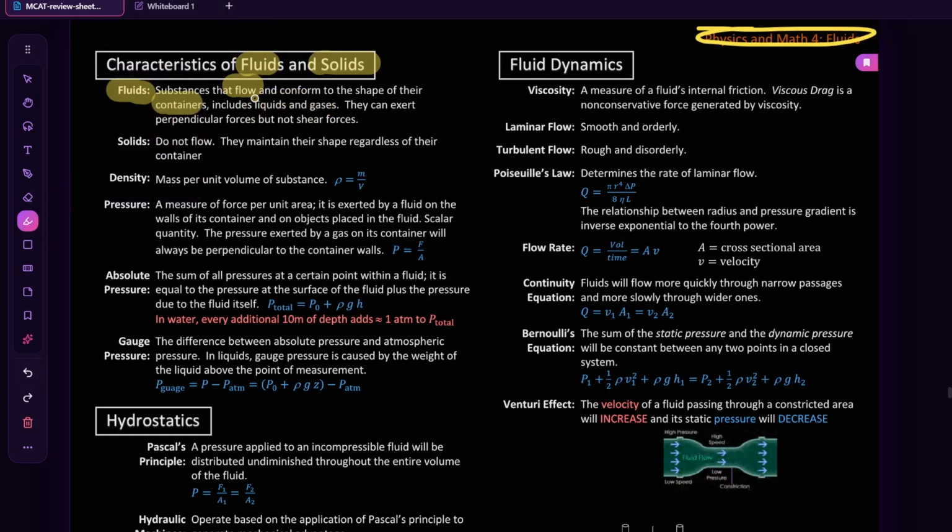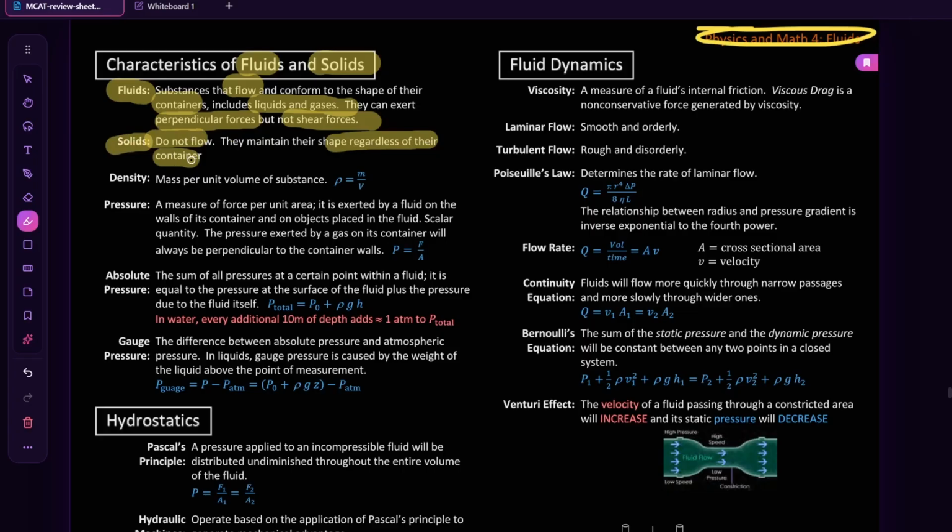Liquids and gases can exert perpendicular forces but not shear forces. So if you pour water into a cup, it becomes cup shaped, but if you pour it into a bottle, it becomes bottle shaped, and so on. Now, if you compare that to a solid, solids don't flow. They maintain their shape regardless of their container.